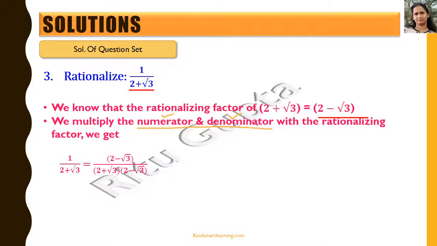So we get 2 minus root 3 in the numerator divided by 2 plus root 3 into 2 minus root 3 in the denominator. So in the denominator it becomes 2 square minus 3, which is 4 minus 3, and that is 1. So this is equal to 2 minus root 3.